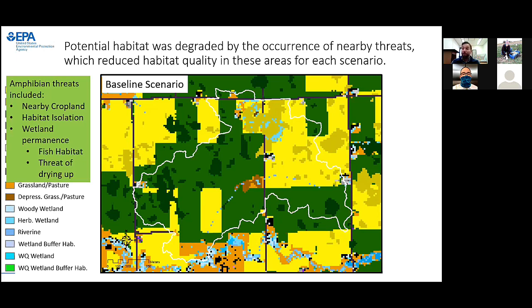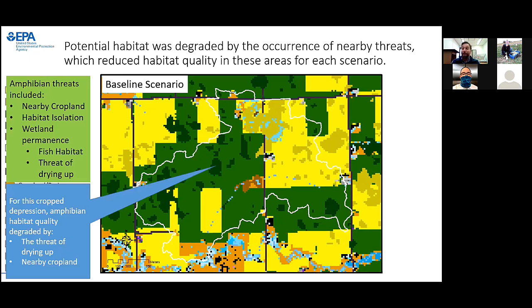So just to demonstrate amphibian habitat quality, here is the land cover layer for amphibian habitat in the baseline scenario, where crop depressions are still likely to flood seasonally and can potentially serve as amphibian habitat. So amphibian habitat in this crop depression, planted with soy in this case, in the baseline scenario, would be degraded by the threat of nearby cropland and the threat of drying out, as drained landscape depressions typically are only inundated with water for short periods of time and therefore are expected to regularly dry out and threaten amphibian populations.